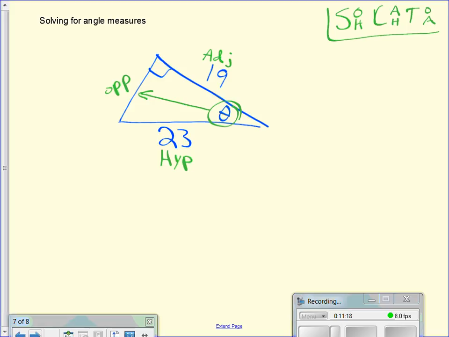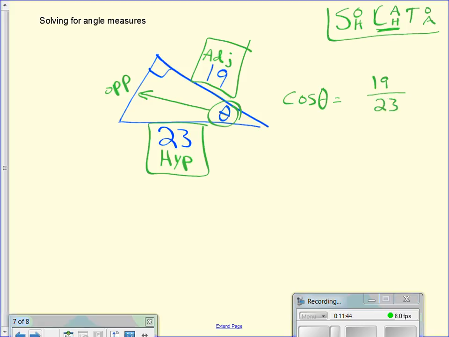Now the one difference here is you have to identify two sides that are given to you and use those two because your angle is your unknown. So I noticed that's these two right here. Adjacent, hypotenuse, hey, we're going back to cosine again. Nice. So the way I set this up is I write cosine of theta equals my adjacent, which is 19, over hypotenuse, which is 23.